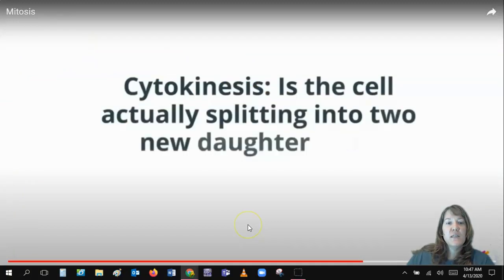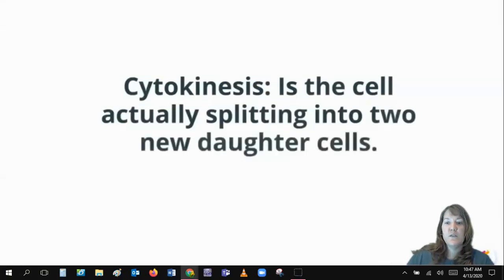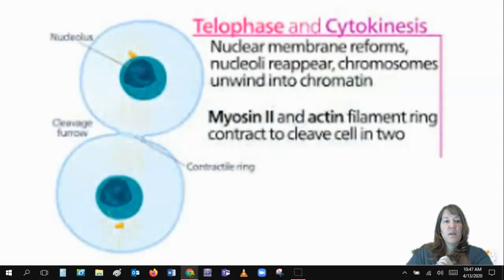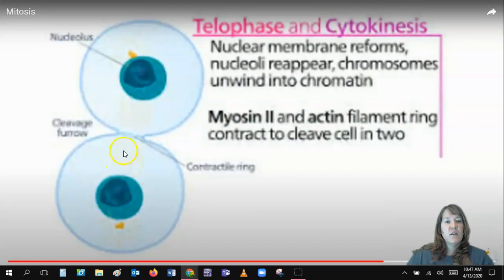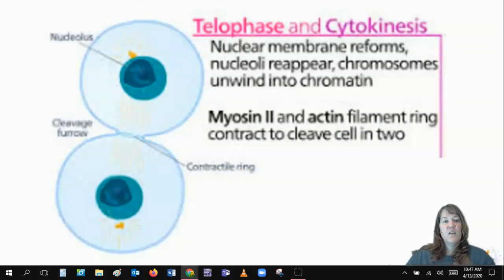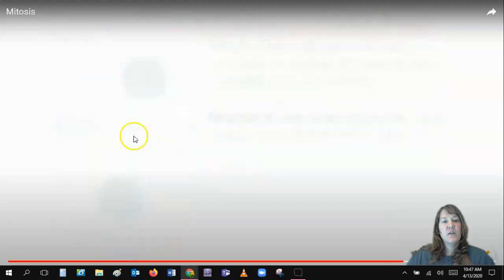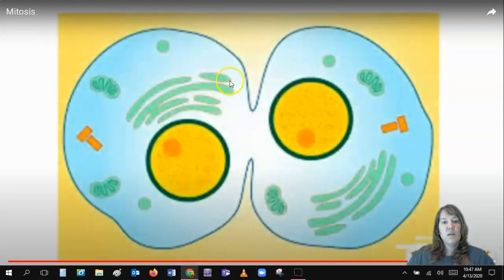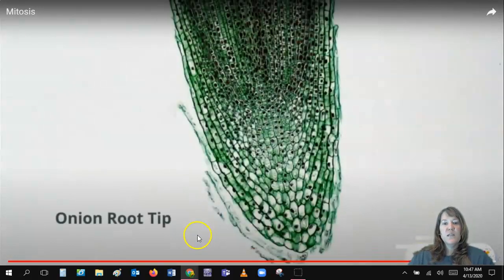Okay, cytokinesis is the actual splitting of the cell. So you'll see a cleavage furrow form. It kind of puckers in. And then it's just contractile proteins pulling that cell membrane together, and so the two cell membranes will actually end up binding here and creating a complete cell membrane. So cytokinesis is the final stage.